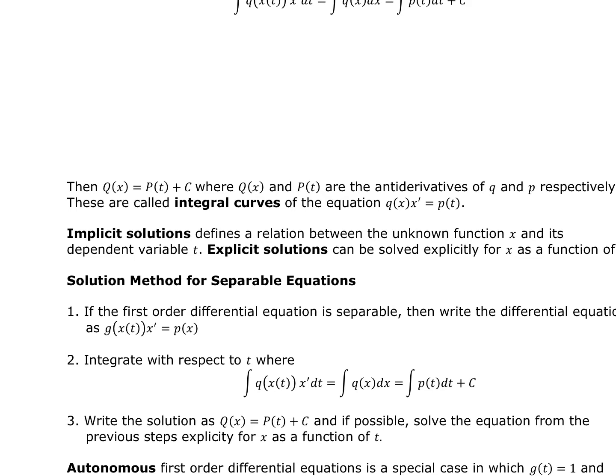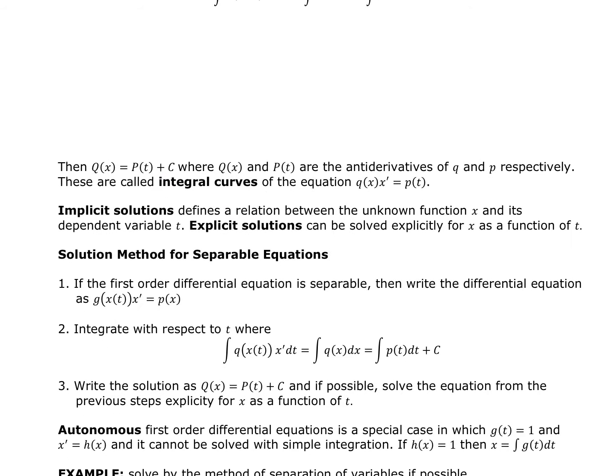Then capital Q, which is the antiderivative of q of x, is equal to capital P, which is the antiderivative of the function of t, plus c. And these are going to be the integral curves, the antiderivatives, the capital Q of x and the capital P of t plus c. These are called the integral curves of the equation q of x, x prime is equal to p of t. The implicit solutions define the relation between the unknown x and its dependent variable t. And the explicit ones are those in which x can be solved explicitly as a function of t.